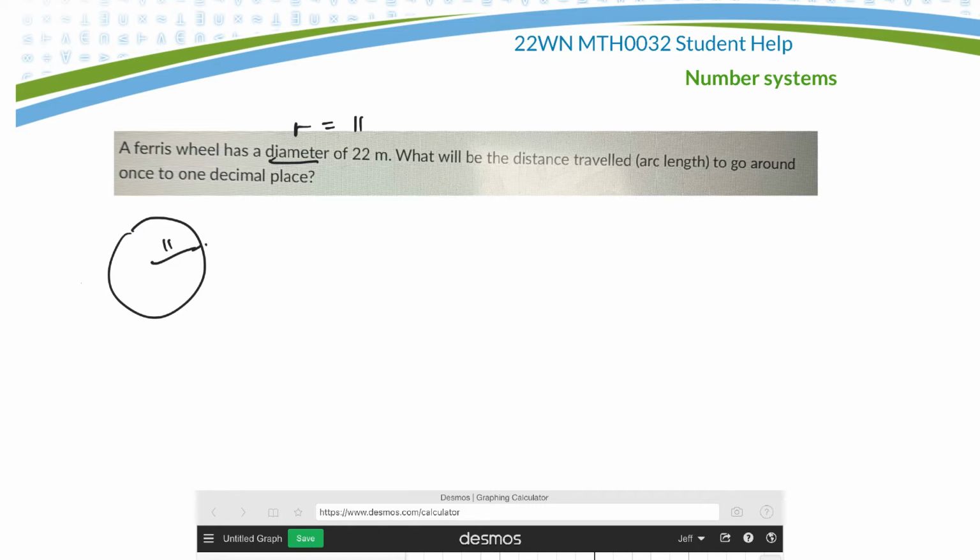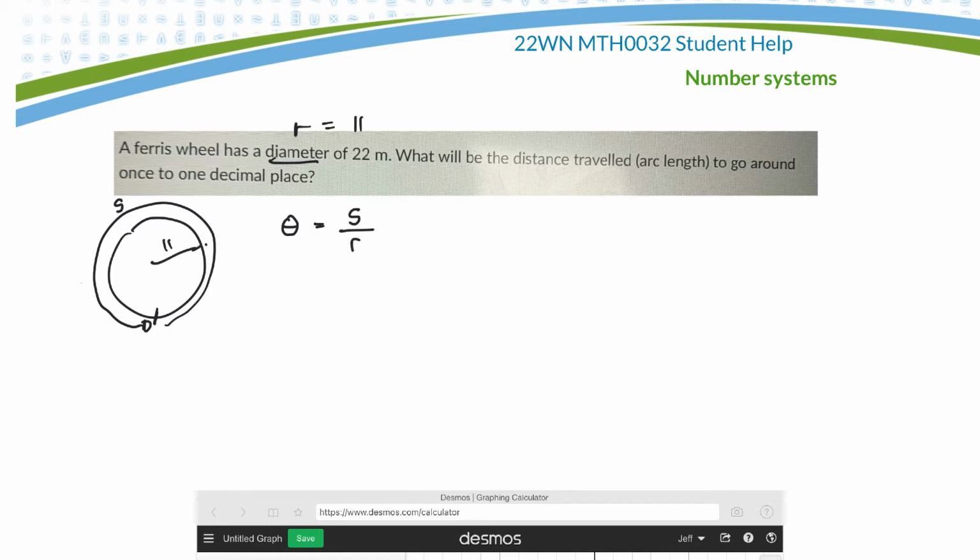So they just have to hop on the Ferris wheel, go around once and stop there. They want to know that distance, so that'll be the arc length. My formula is the angle is equal to the distance over the radius.